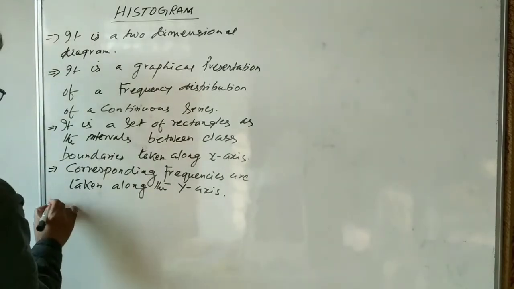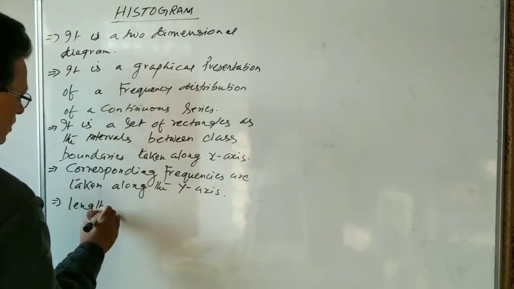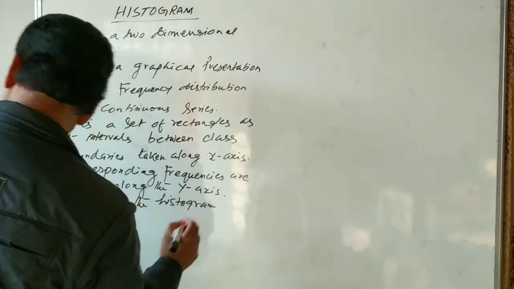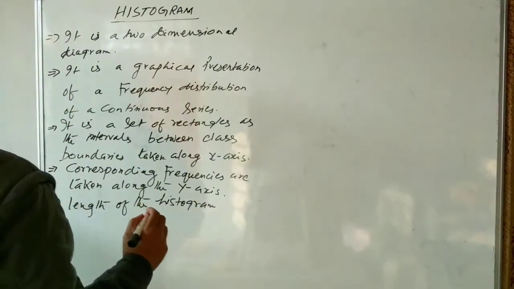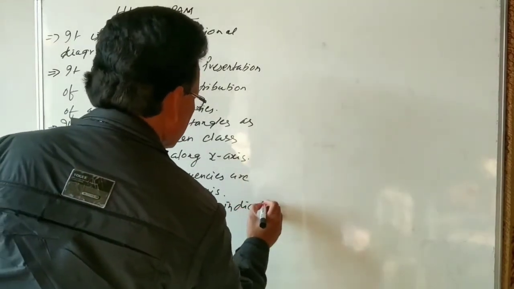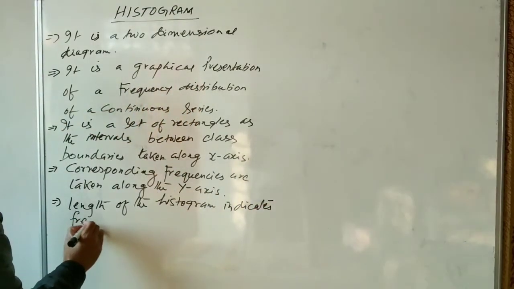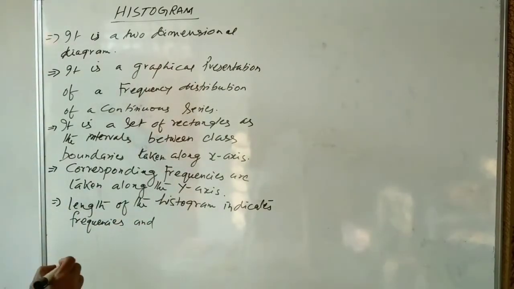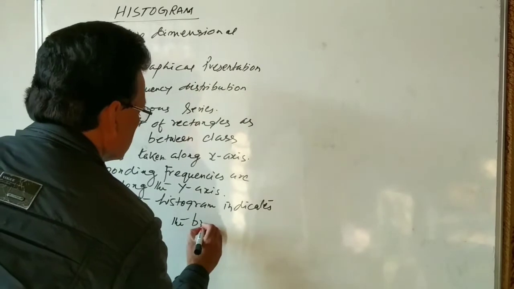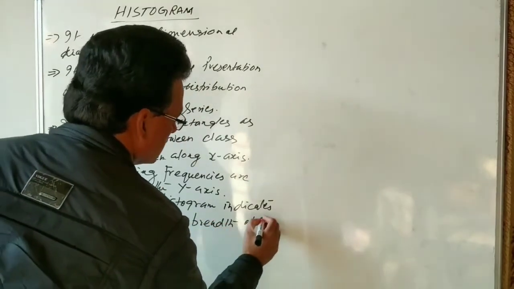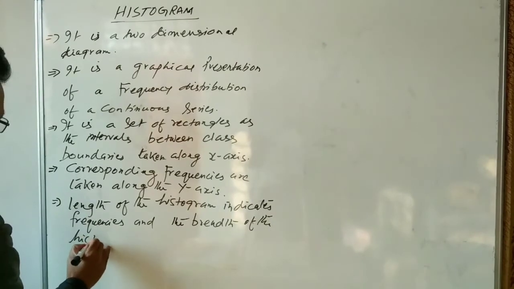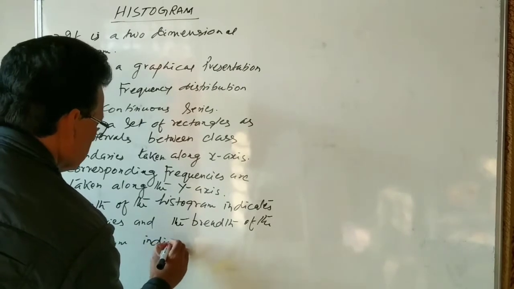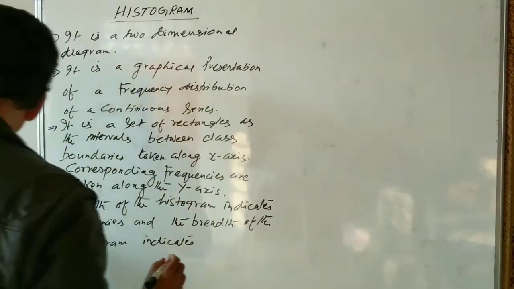The length of the histogram indicates frequencies, and the breadth of the histogram indicates the size of the class interval.